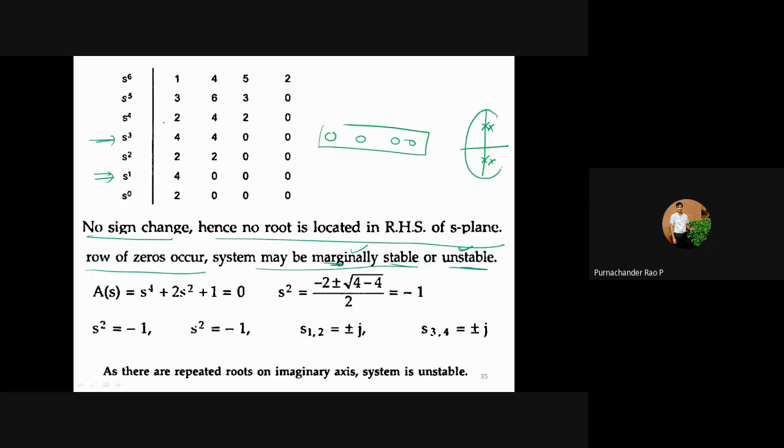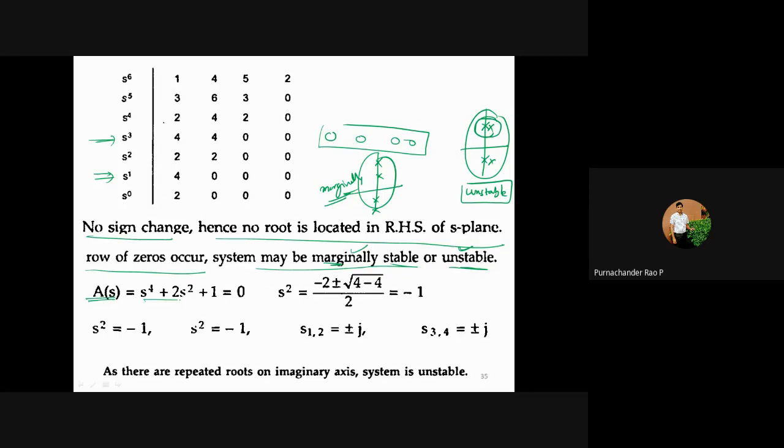Okay, so when we say unstable, it is when repeated roots are located on the imaginary axis, then the system is unstable. If the roots are located like that on the imaginary axis, the system will be marginally stable. If there are repeated roots on the imaginary axis, then the system is said to be unstable. But if the roots are not repeating on the imaginary axis, the system is marginally stable. So that can be obtained by using our auxiliary equation.